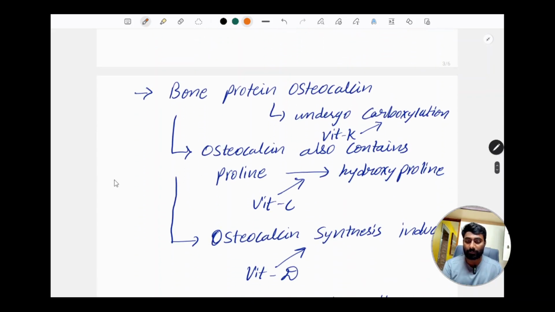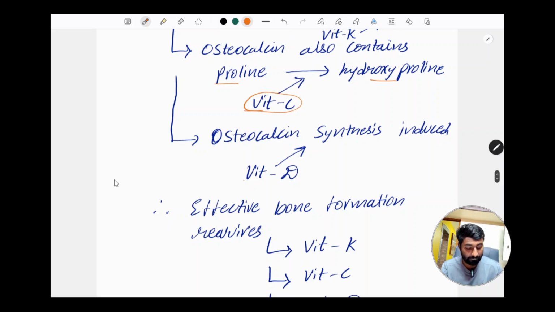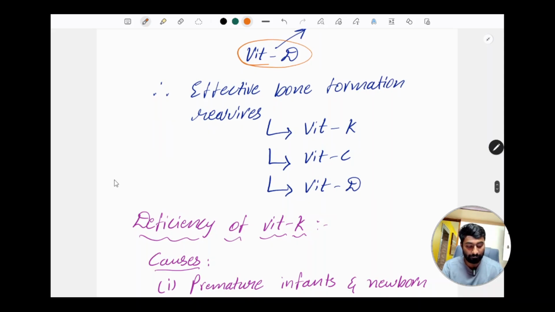If you see the other function of vitamin K, it helps the bone protein osteocalcin undergo carboxylation. Now, this osteocalcin also requires vitamin C during the conversion of proline to hydroxyproline and lysine to hydroxylysine, and it also requires vitamin D. So, for effective bone formation, what vitamins do we require? Vitamin K, vitamin C, and vitamin D.